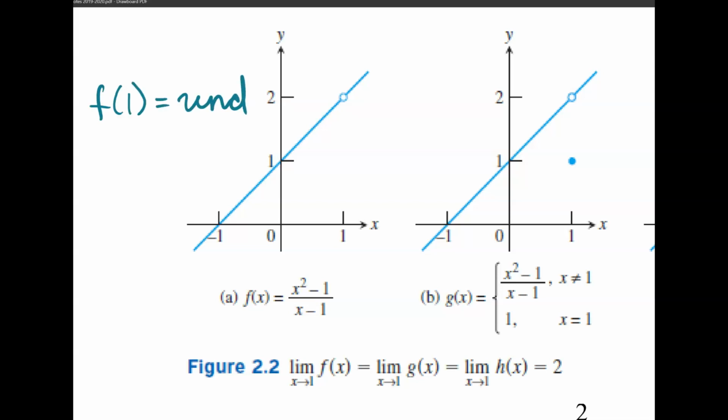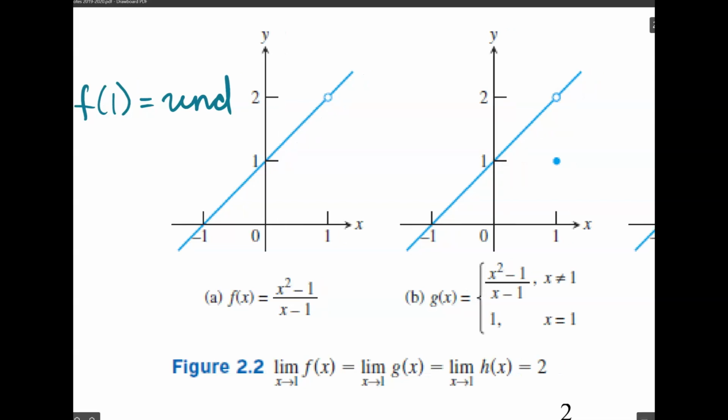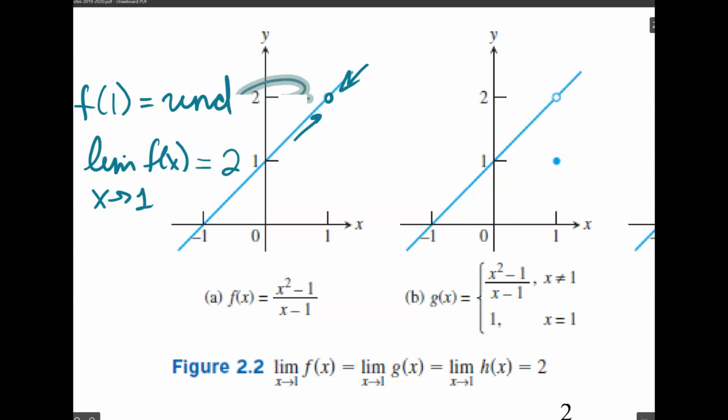Cool. f of 1 is undefined, right? So we see literally an open circle, undefined. Wonderful. What happens if I take the limit as x approaches 1 of f of x? Literally, I'm looking at the function. As my x gets closer to 1 from both sides, what is the value I'm approaching? 2. I'm approaching a y value of 2. As x gets closer to 1, I get closer to a y value of 2.